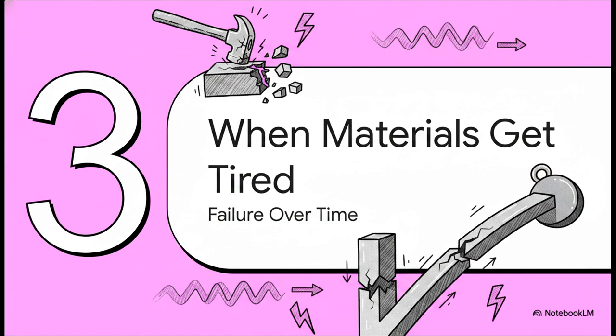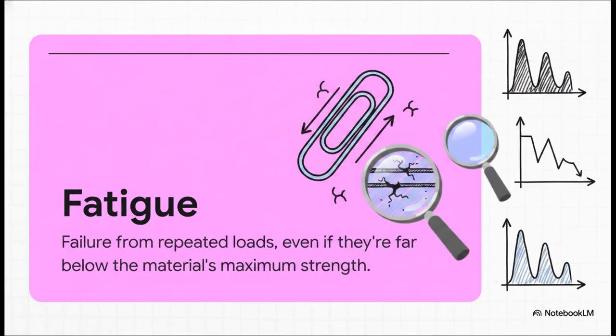Okay, so we've got a pretty good handle on how materials react to a single push or a single pull. But what happens over time? What about repeated stress over and over again? Well, this is where things can get really, really dangerous. We're talking about fatigue, and it's the exact reason why that paper clip you bend back and forth eventually snaps.